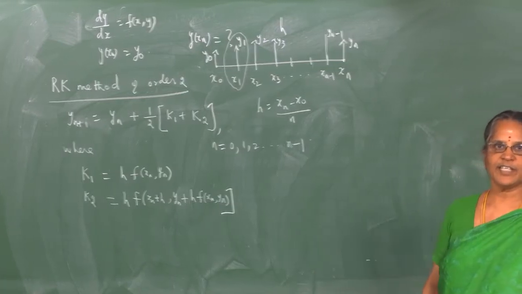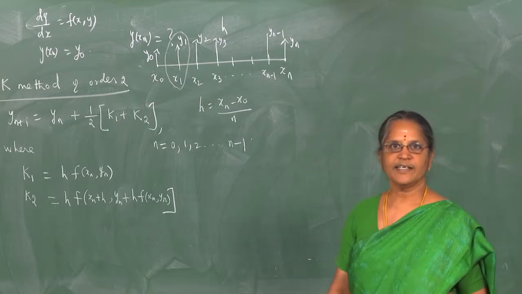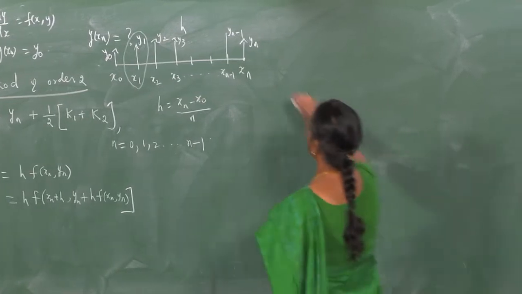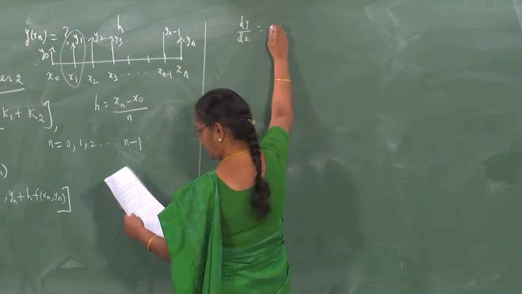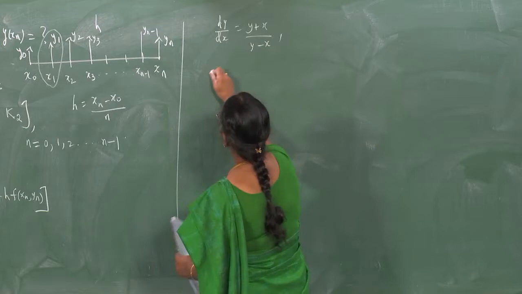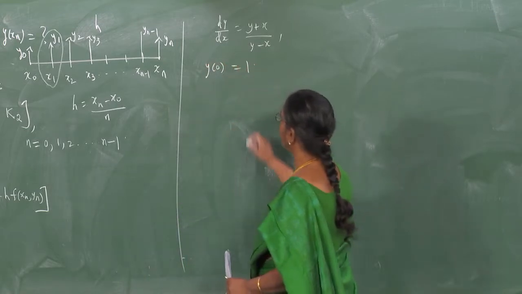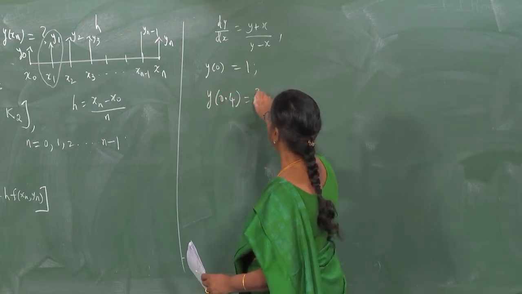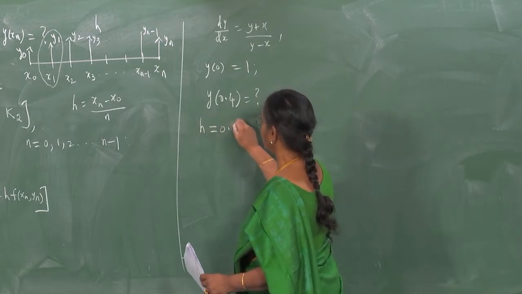This we had derived earlier, and we would now like to make use of this method and solve a simple problem. So, let us solve the following problem. dy/dx is given to be (y + x)/(y - x). The initial condition is y(0) = 1. Your problem is to compute y at 0.4 by taking step size h as 0.2.